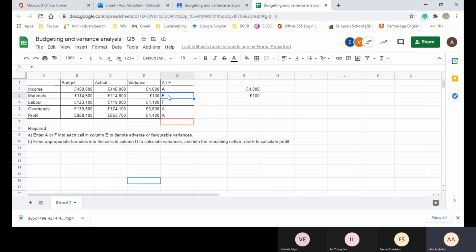And only material. What do you think of material? Material should be adverse also, I think. Yeah, the material should be adverse also. Well done. Thank you so much. That's, you did it. Well done.